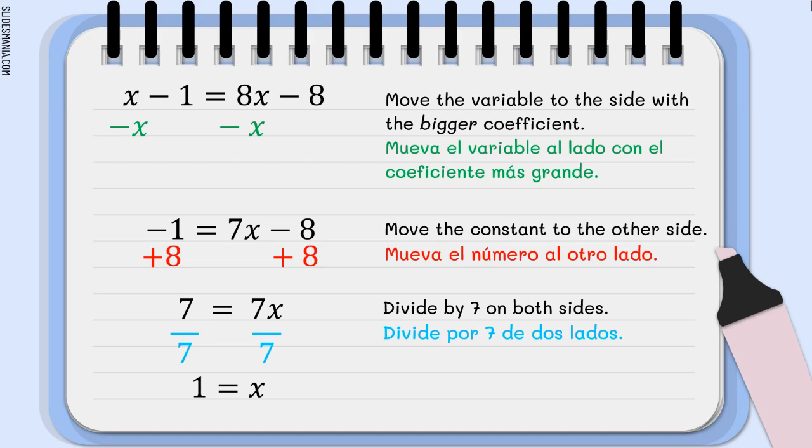Our answer is 1 is equal to x. That is the same as x is equal to 1. Es el mismo de x es igual a 1.